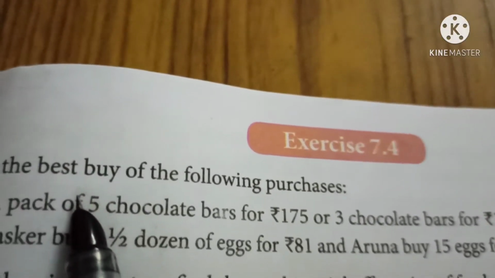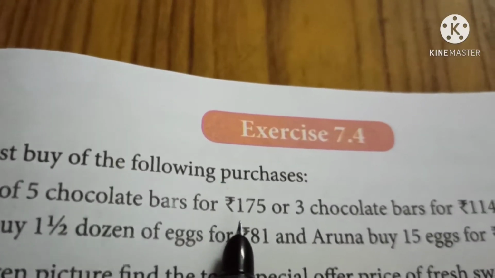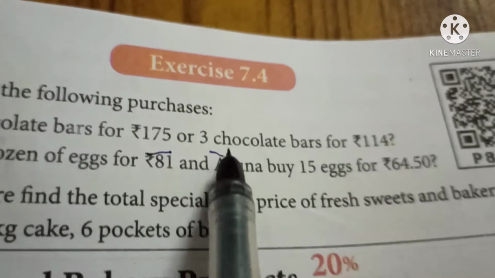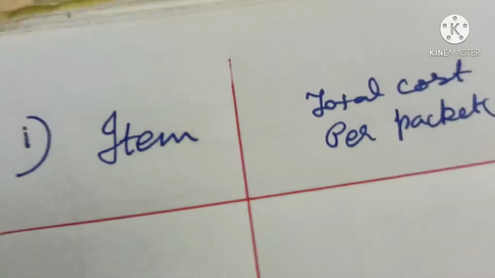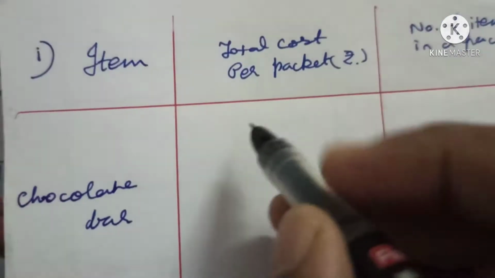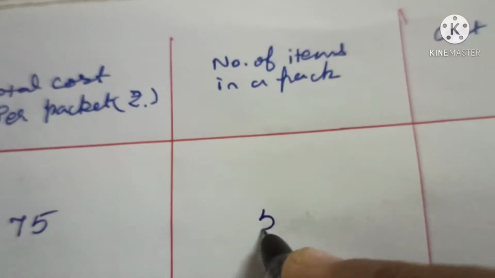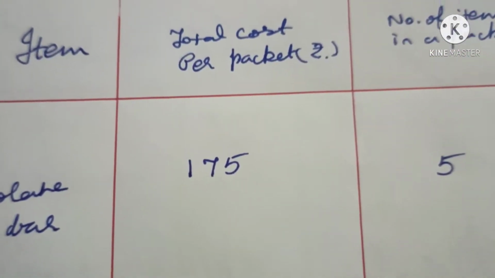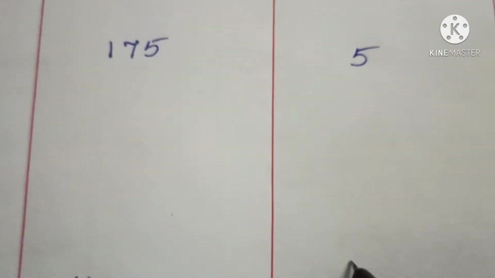Find the best buy of the following purchase. The first question is a pack of 5 chocolate bars for rupees 175 or 3 chocolate bars for rupees 114. So you have to find which is best to buy. Item is chocolate bar. Cost per packet is 175 and number of items in the packet is 5. And the next option they have given is cost is 114, number of items is 3.